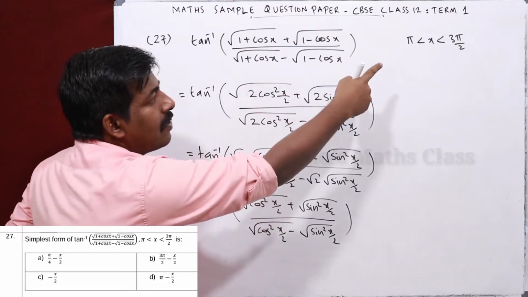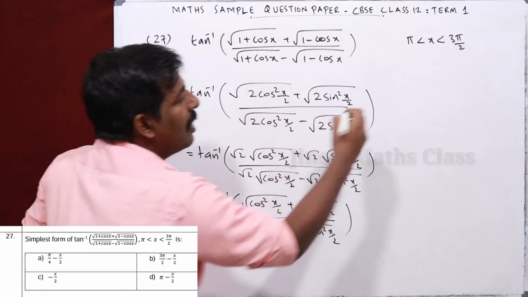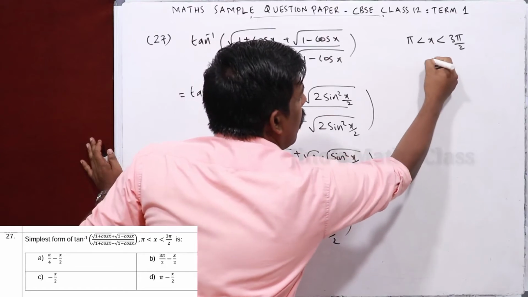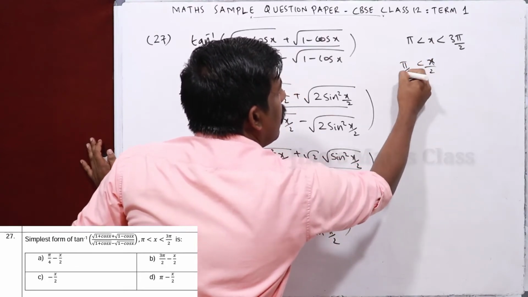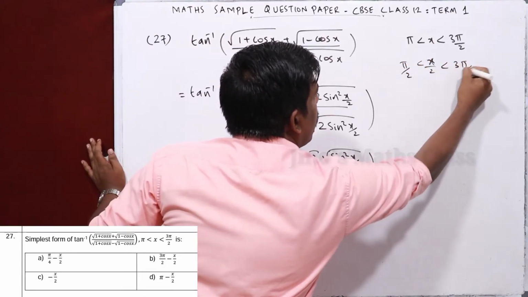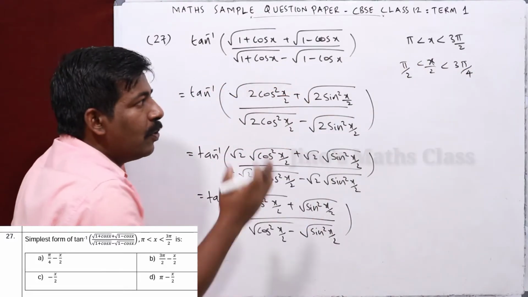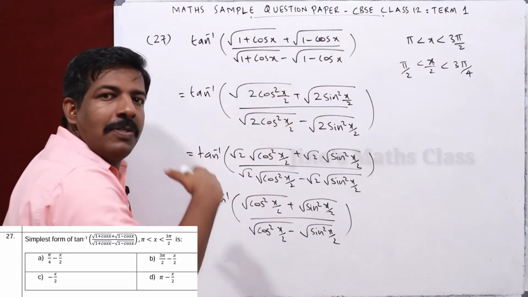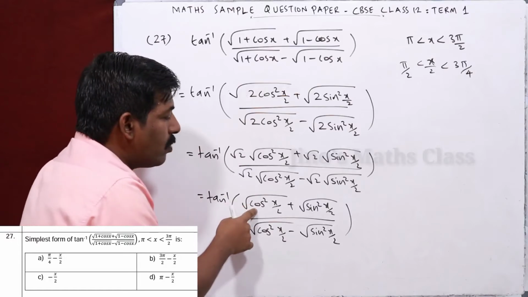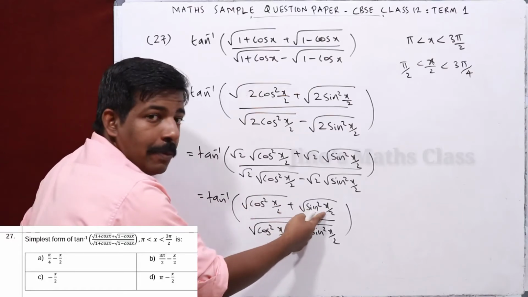Why? Because x is given from the third quadrant. That means x by 2 lies between pi by 2 and 3 pi by 4. That means it is 90 and 135 degrees. So 90 and 135 means it is in second quadrant where cos is negative and sin is positive.